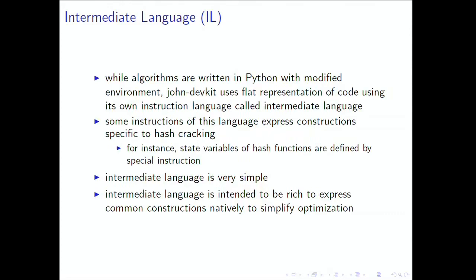Algorithms are described in clean Python, but the representation is very simple, and it's actually a list of instructions. The instructions are very simple, with just a few arguments and one result. So the intermediate language has instructions for algorithmic hashing, like one which describes the variable state of the function, which is used in some filters.